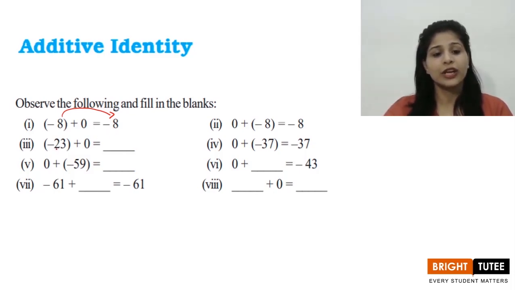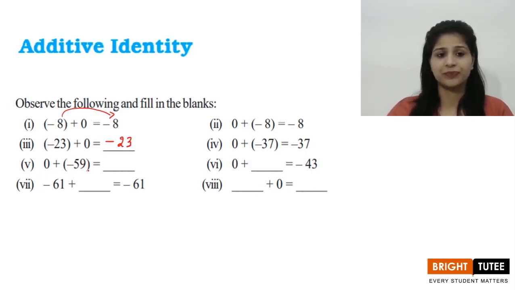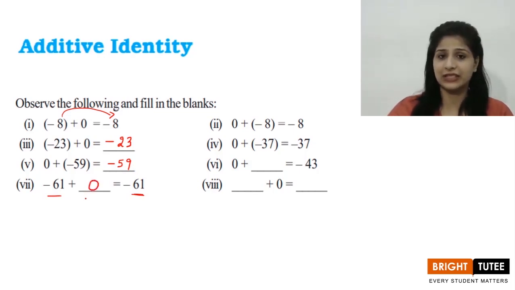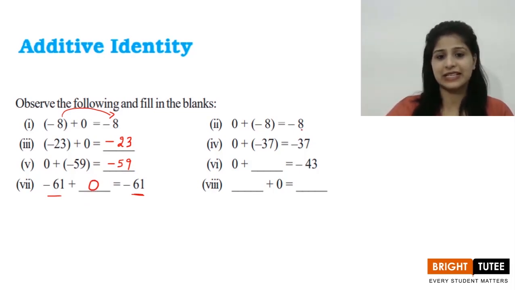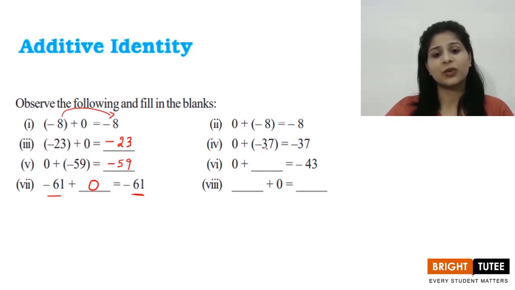Here also, if you add 0 to minus 23, the answer would be minus 23. Similarly, here the answer is going to be minus 59 and here it is minus 61. Here also we want minus 61. That only can be possible when I place 0 here. Here we have 0 plus minus 8, so we are going to get minus 8 as the answer. Here again 0 plus minus 37, we are getting the same number.